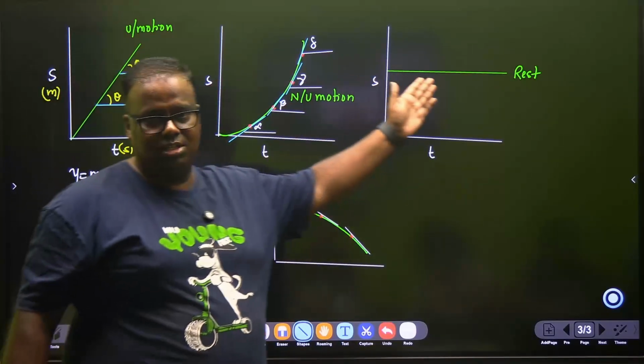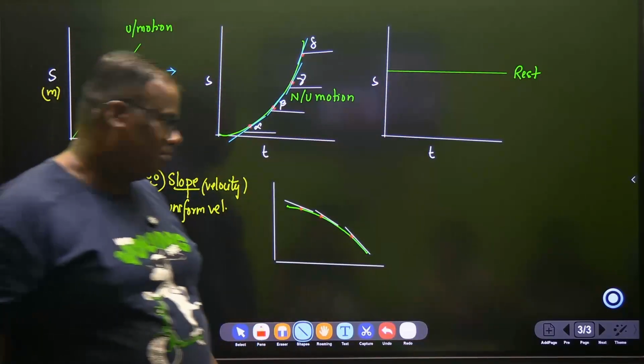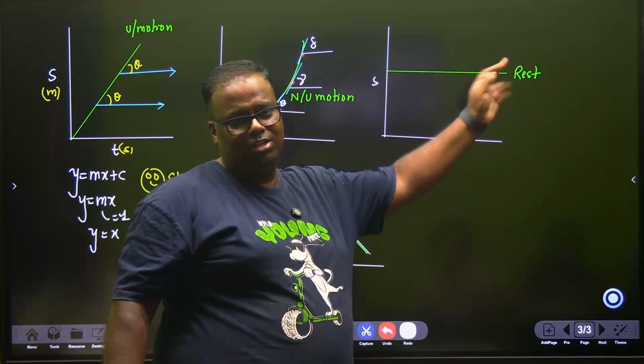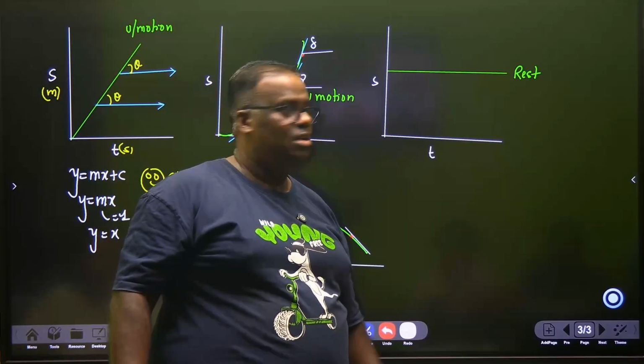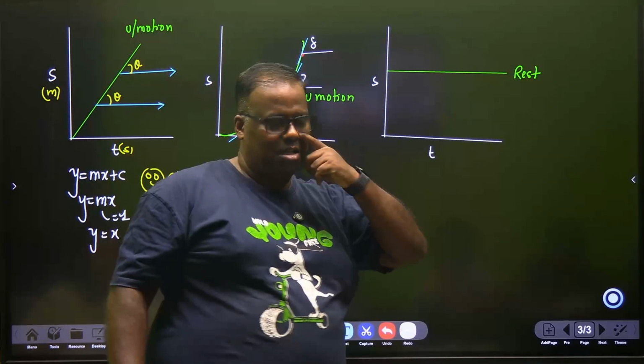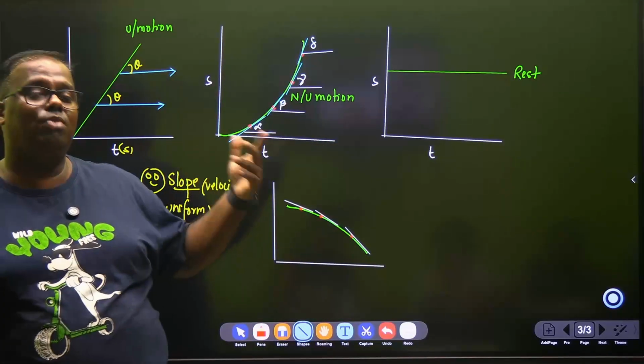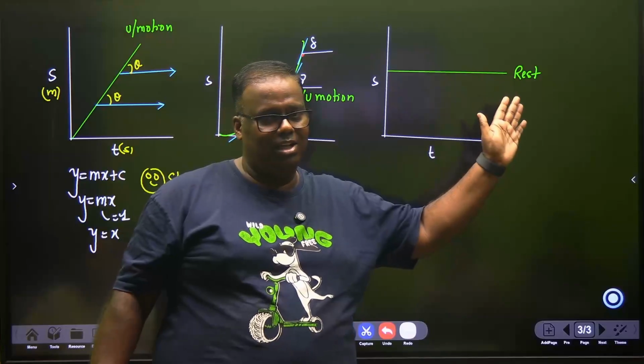Let's talk about this. This is at rest. Put one bacha out here. What does the bacha do? Stays there only. What is the slope of this line? 0. Why 0? Rise over run. You don't rise, you're only running.